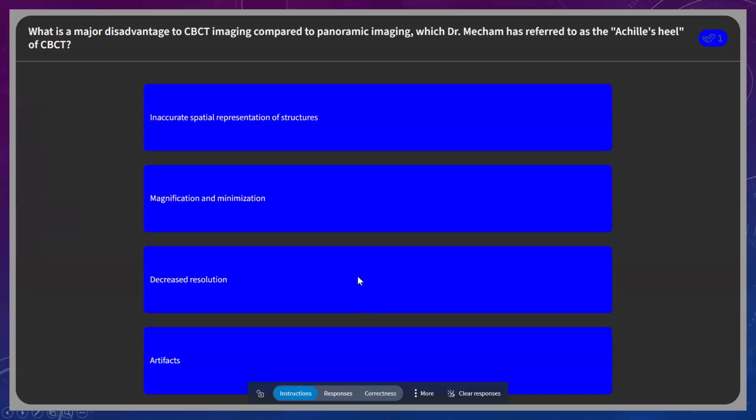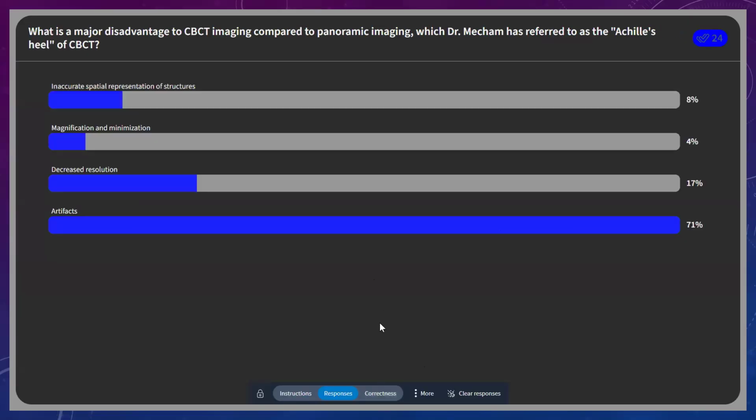What is a major disadvantage of cone beam CT compared to panoramic imaging, which I referred to as the Achilles heel of CBCT? Yeah, artifacts is what I said. We said compared to panoramic, CBCT is roughly the same resolution. And these are disadvantages of panoramic.